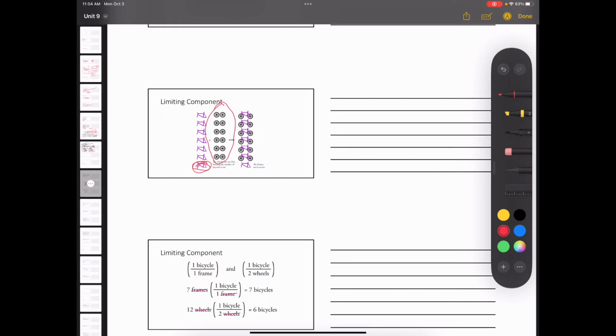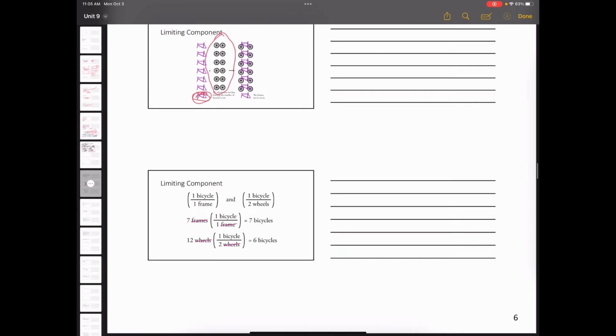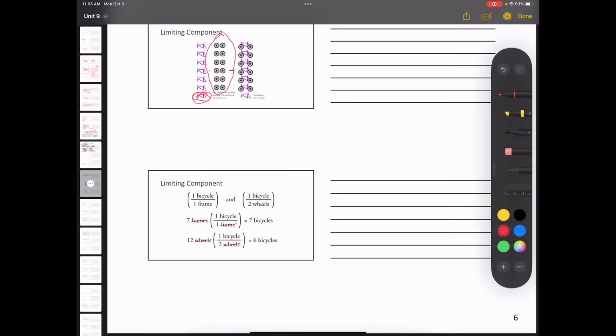Because it depends on how many wheels I have, so I can get that many finished bicycles at the end. So we call that a limiting component. That means it will determine how many bicycles I'll have at the end. So what does it mean to have a limiting component, in this case, in this bicycle example?